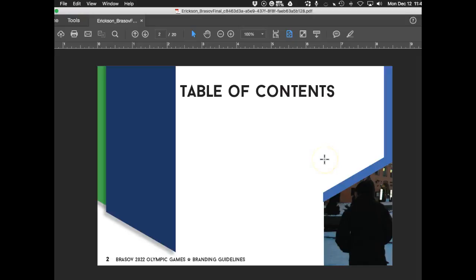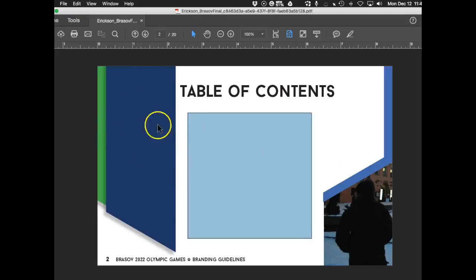Share it. Table of contents, presumably your text is going to go here, but again, you've got these really heavy blocks over here that are going to just pull a lot of attention away from the table of contents because of the visual weight right here.